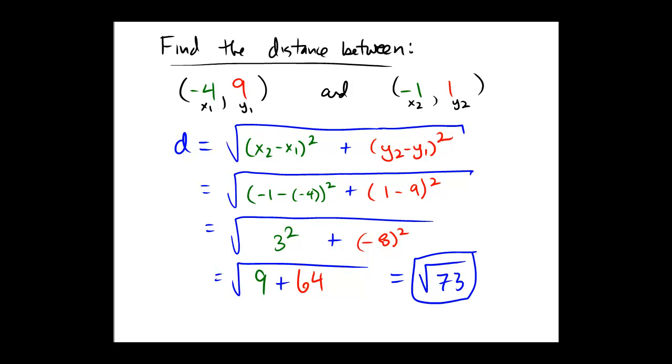Unfortunately, not as nice a number as the other one with the 3, 4, 5 triangle, but still a valid answer. The distance between these 2 points would be the square root of 73.